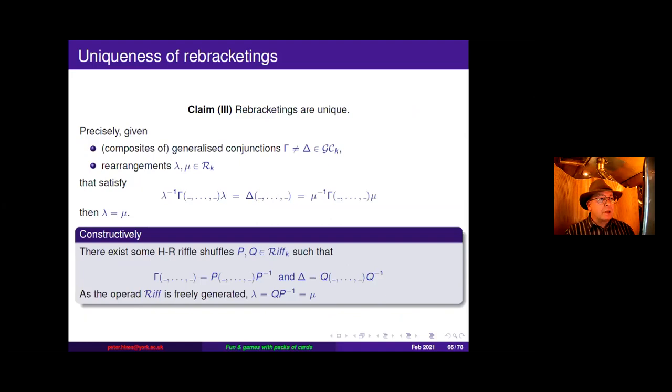Okay, well, the next claim is that re-bracketings are unique, which, again, it's sort of hard to know how this could be made complex. So if we've got rearrangements that act by conjugation on one series of generalized conjunctions to map it to another, we can simply write down which rearrangement this should be and deduce that these re-bracketings are indeed unique.